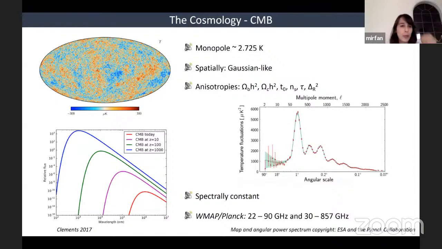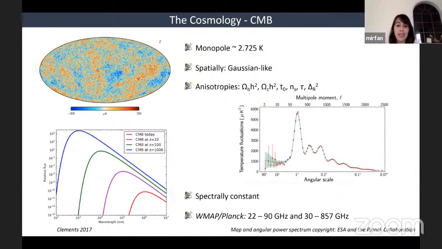When you look by eye, it's quite Gaussian-like. But when you use more sophisticated tools like the angular power spectrum to probe these deviations, we've actually got a lot of cosmology out of it. So the unique things about the CMB is that it's very Gaussian-like spatially, and it's spectrally constant for us. We're at redshift 0, and the CMB is sitting at redshift 1100. We have no choice but to measure it from Earth or from a satellite above Earth. It's black body radiation, so it's going to be a constant temperature for us.